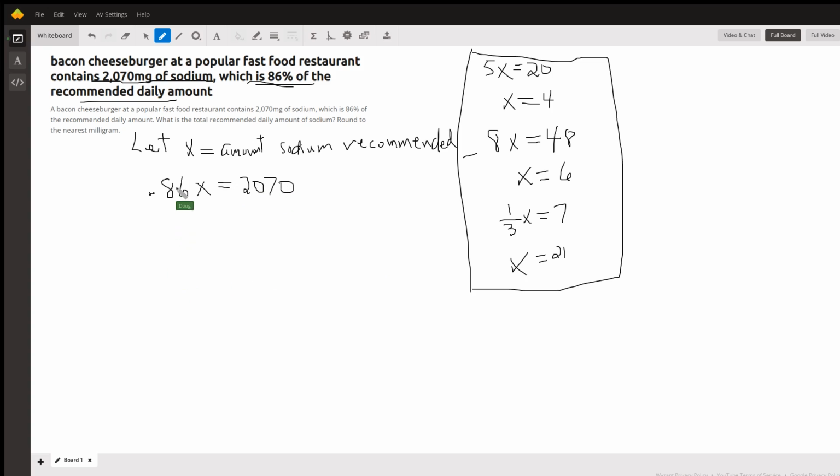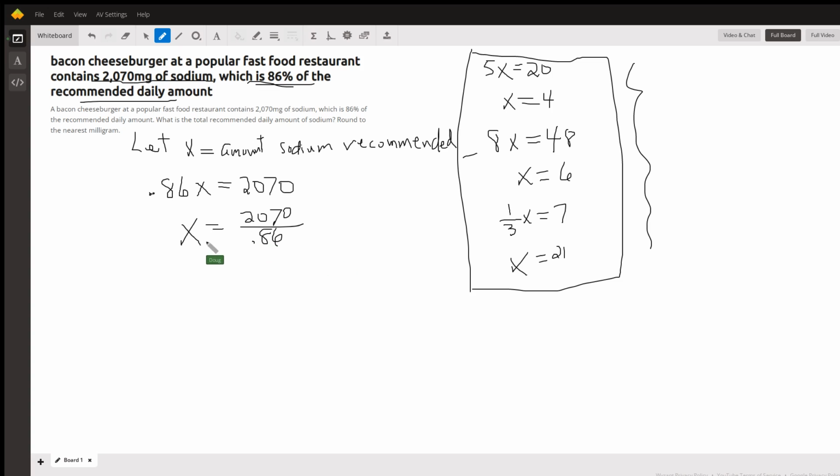Now, how do you solve this equation? Well, just like we did with all these over here, you divide both sides by the numerical coefficient of x. x equals 2070 divided by 0.86.